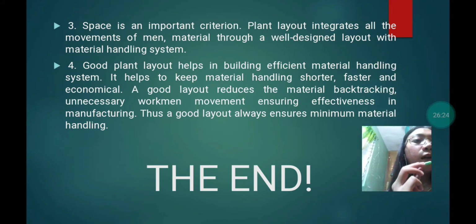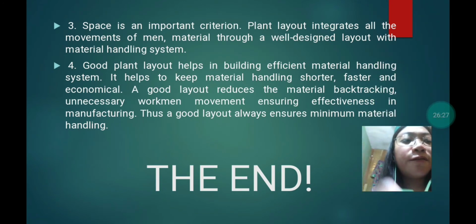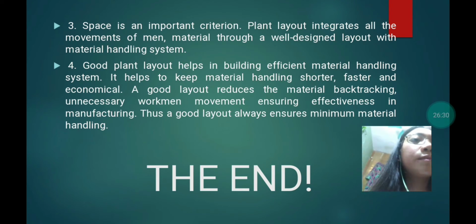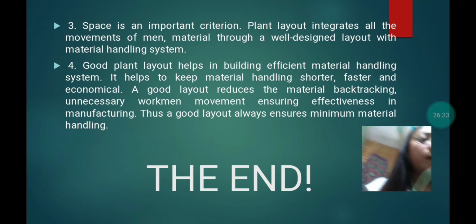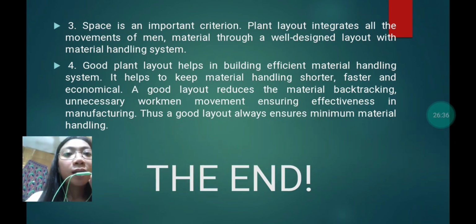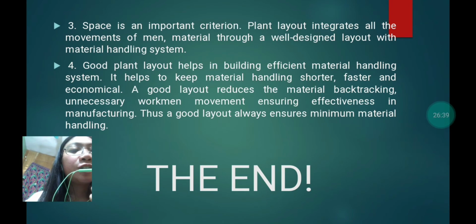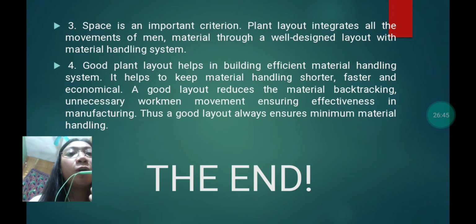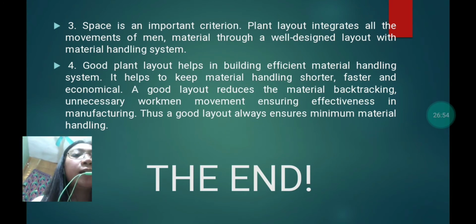Plant layout integrates all the movements of men and material through a well-designed layout with material handling. And number 4, good plant layout helps in building an efficient material handling system. It helps to keep material handling shorter, faster, and economical. A good layout reduces material backtracking and unnecessary workmen movement, ensuring effectiveness in manufacturing. Thus, a good layout always ensures minimum material handling.